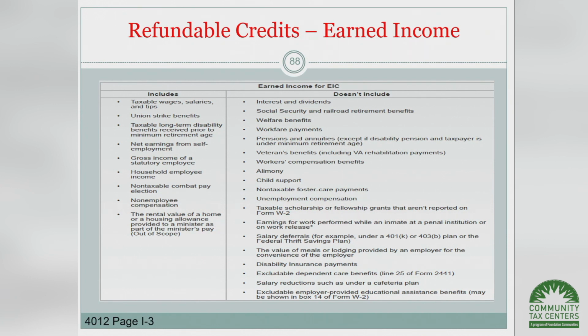So this is what is needed in order to be able to claim the EIC, or the Earned Income Credit. You have to have taxable wages, salaries, or tips. You can have taxable long-term disability benefits. You can also have self-employment. And here are the things that don't count. I've had some taxpayers who had children who were receiving child support attempting to claim EIC. They don't qualify, I'm sorry. And the system will automatically calculate the EIC amount for you guys.